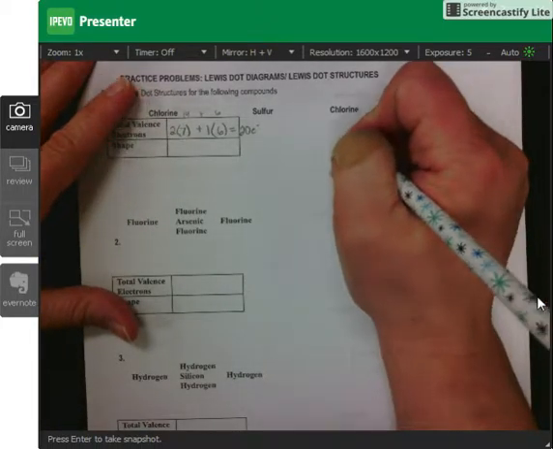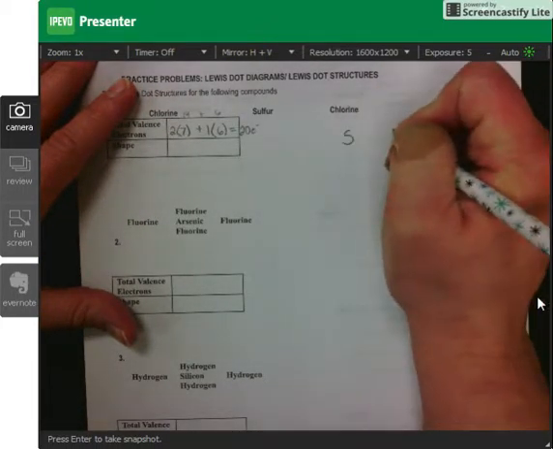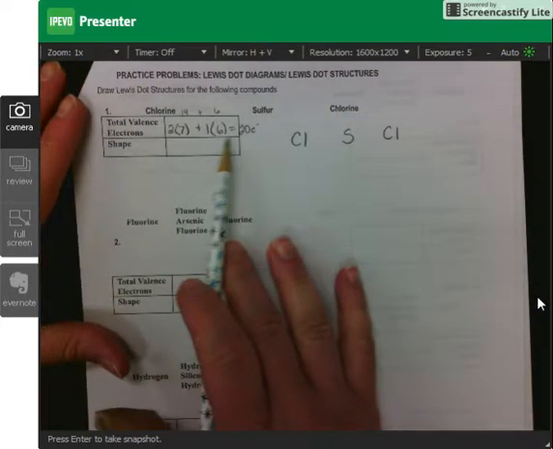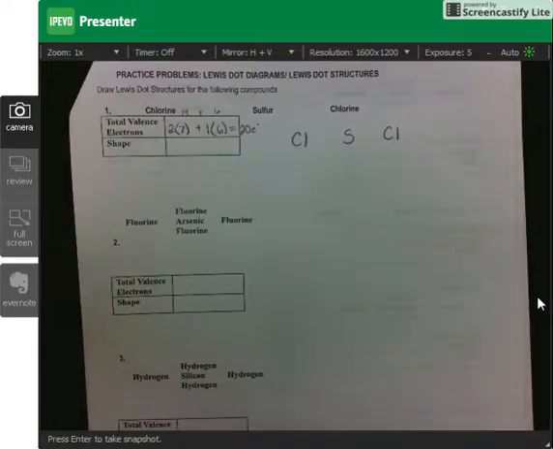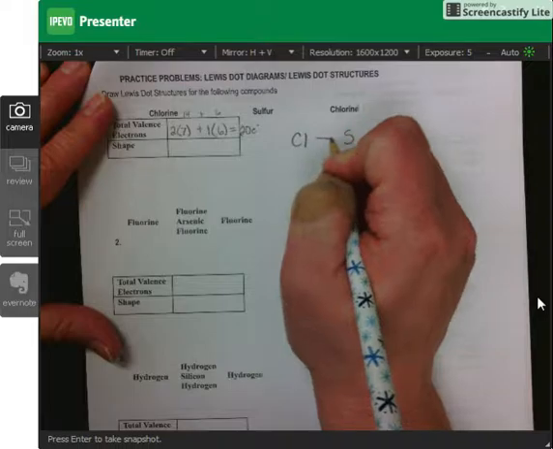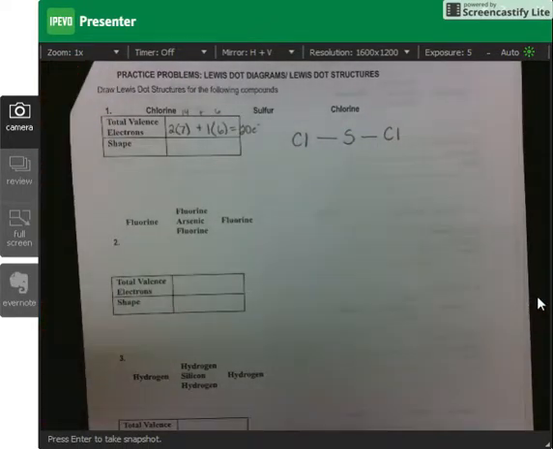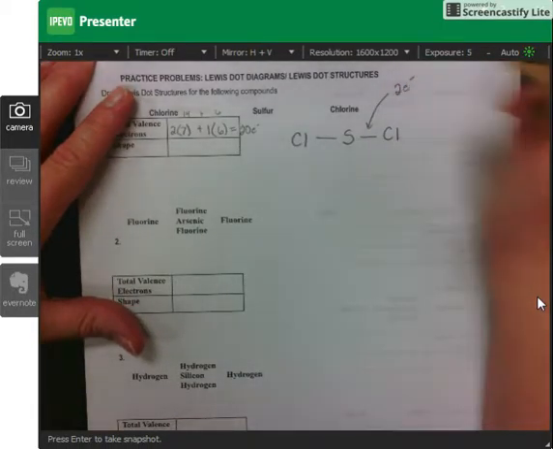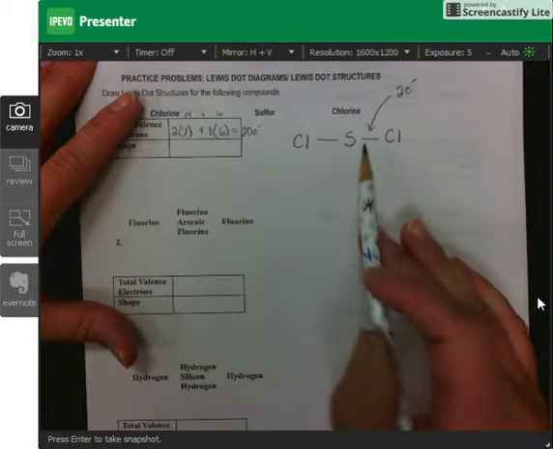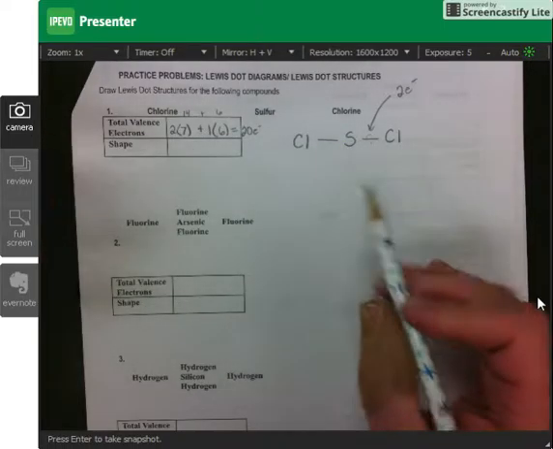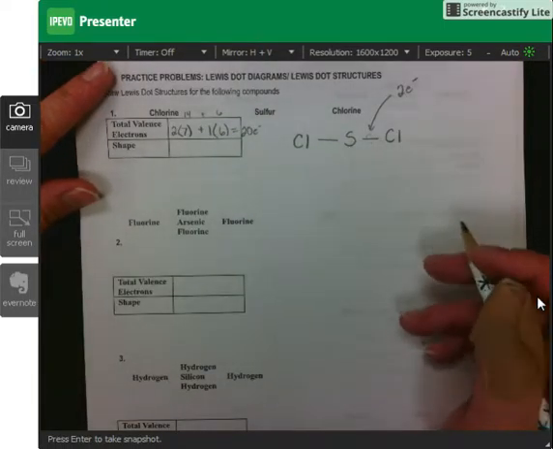Okay, so sulfur's going in the center, chlorine's going over here, chlorine's going in here. I kind of gave you a general outline of how you're going to draw these. So the first thing I'm going to do is, I know chlorine and sulfur are bonded together. Those lines right there represent 2 electrons. So right now I have 2 electrons in this bond, and 2 electrons in this bond. Just like before, everybody wants to have 8 electrons around it.